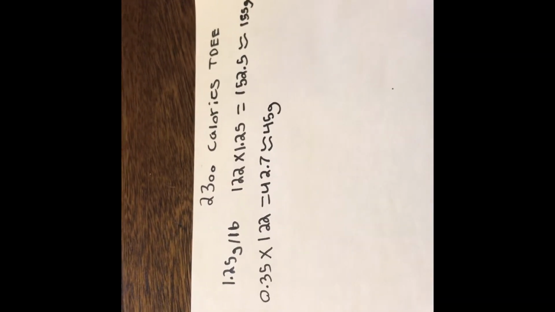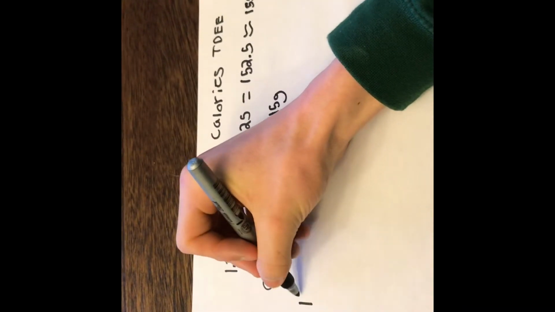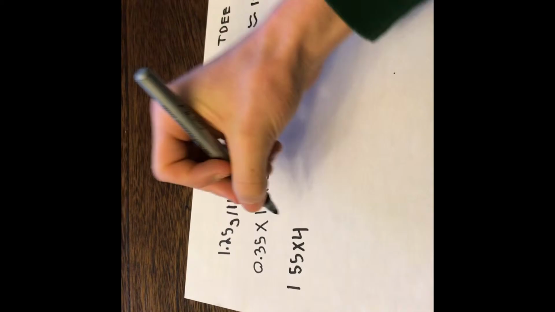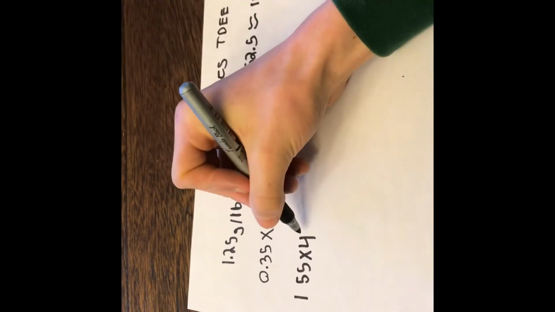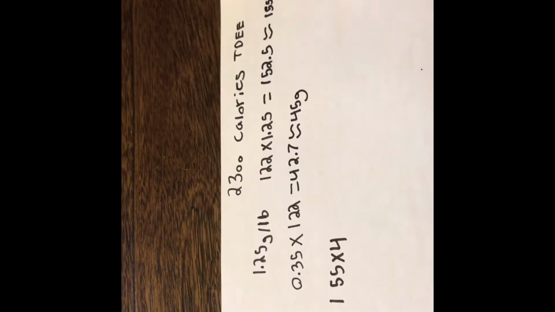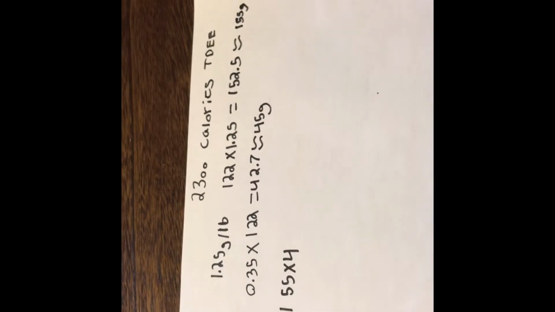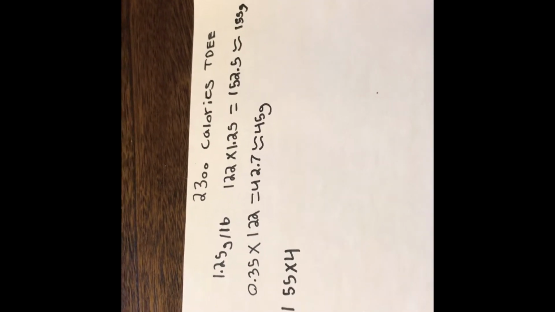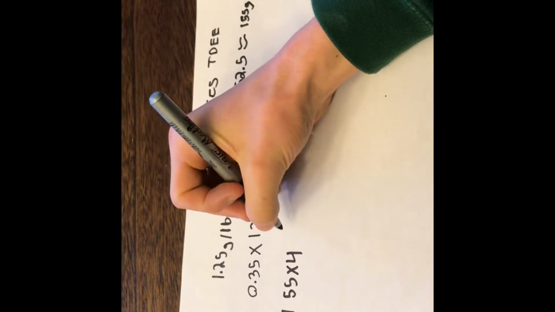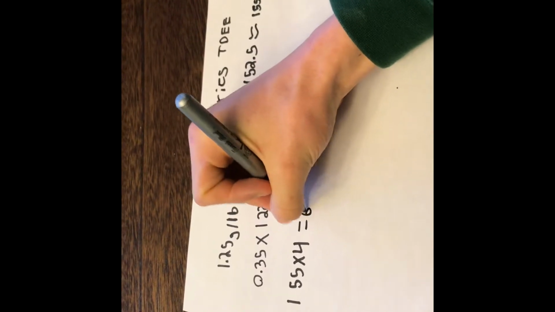So now that we have our protein and our fats, the next thing to find is your carbs. How you find that is, first you go to your protein. You take your 155 and you times it by 4, because protein has 4 calories per gram, fats have 9 calories per gram, and carbs have 4 calories per gram. Fiber has 2 and alcohol is 7, but we don't really need to worry about that right now. When you put that number in, what you will get is 620.